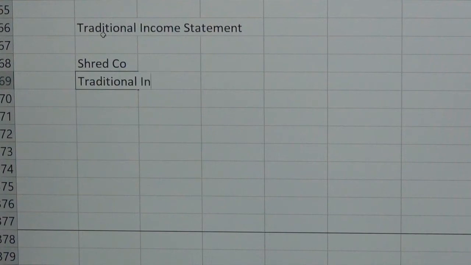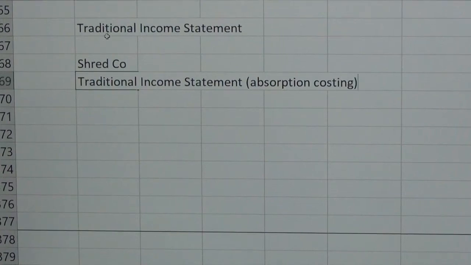Now that we've seen the difference between variable and full absorption, we can look at the differences with what we refer to as a traditional income statement. This is what you have seen since you started learning about accounting. Let's say the company is Shredco. This is a traditional income statement, or specifically absorption costing, for the year ended December 31st.